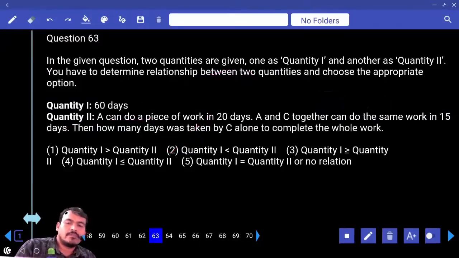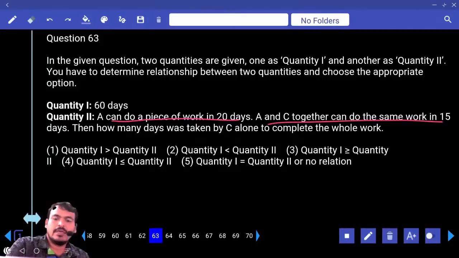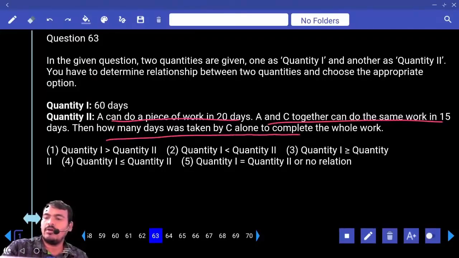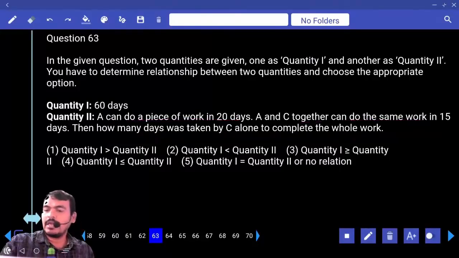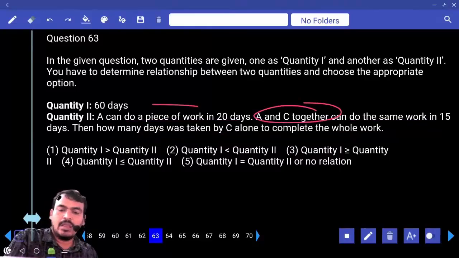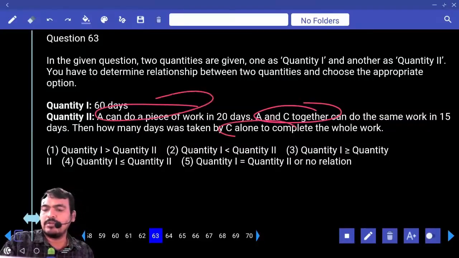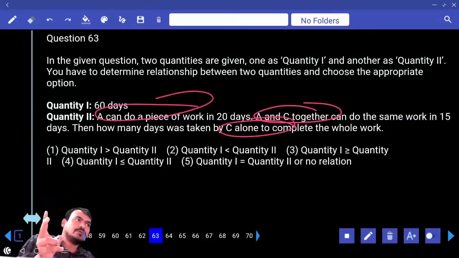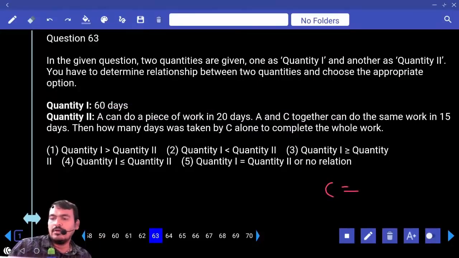Next, 63. What is the Q1? 60 days. Q2 value: A can do a piece of work in how many days? 20 days. A and C together 15 days. Then how many days taken by C alone to complete the whole work? Whole work. A and C together are given, A alone is given. We need to identify which one? C alone. Combination given, individual given. Again we need to identify the individual or not. Product by difference or product by sum? Product by difference.